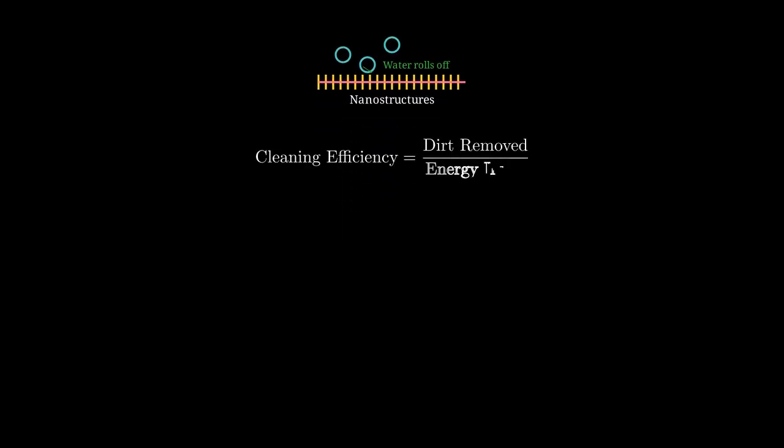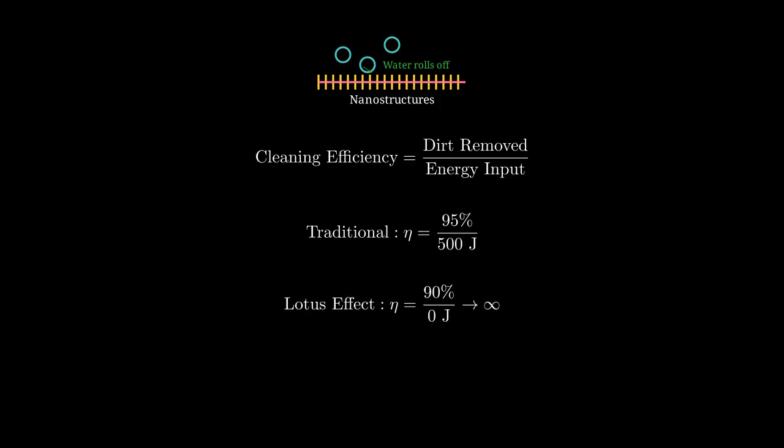Cleaning efficiency equals dirt removed divided by energy input. Traditional cleaning achieves 95% dirt removal but requires 500 joules of energy per cleaning cycle. The lotus effect achieves 90% dirt removal with essentially zero energy input, giving theoretically infinite efficiency.